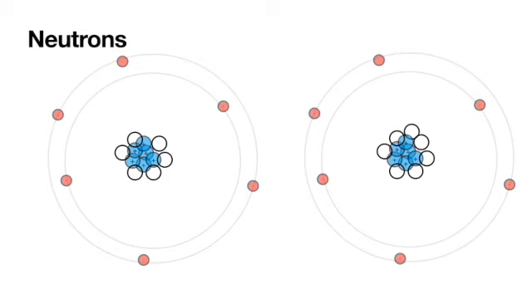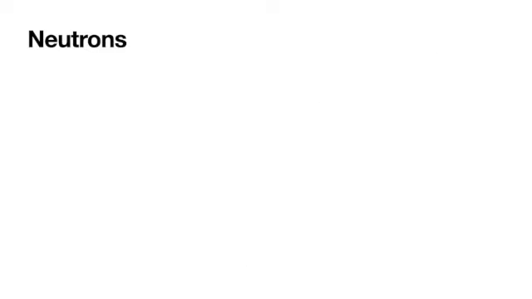However, these are still carbon atoms because it is the number of protons that determines what type of atom it is. Atoms with the same number of protons but different number of neutrons are called isotopes. Another example. Hydrogen has the atomic number 1. It has 1 proton. To be a neutral atom, it must have 1 electron. Most hydrogen atoms have no neutrons. However, a very small percentage of hydrogen atoms have 1 neutron.